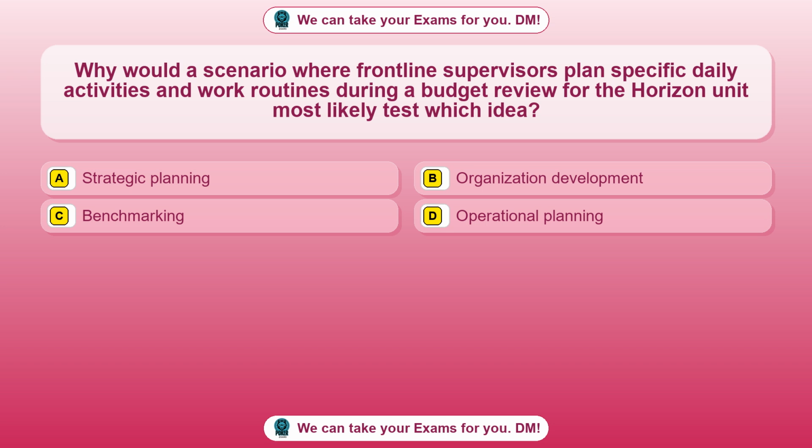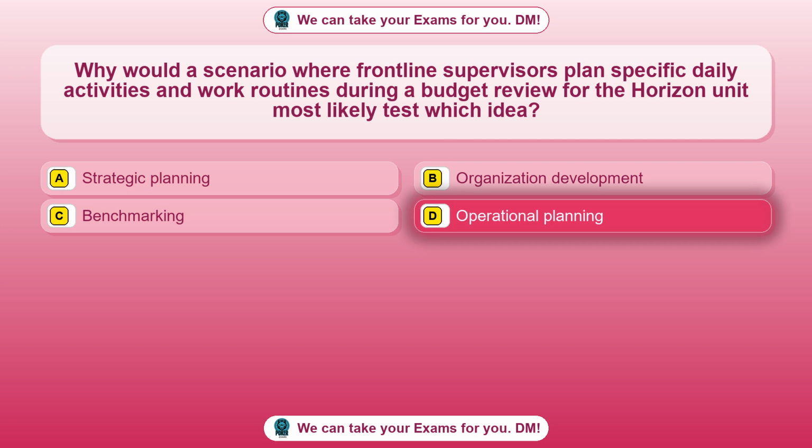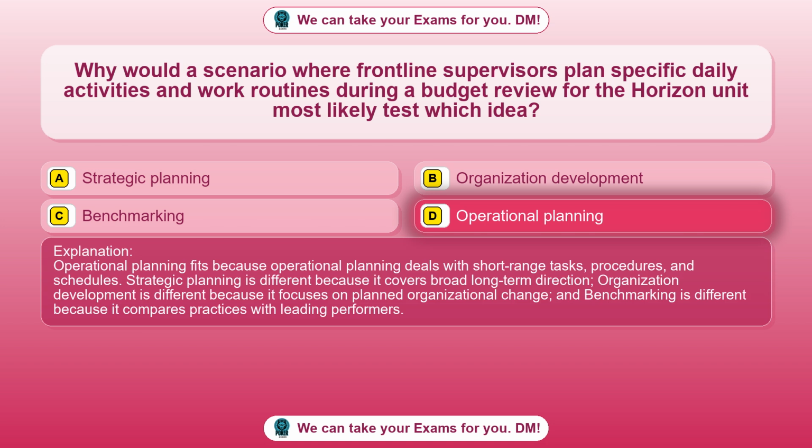Option A, strategic planning. Option B, organization development. Option C, benchmarking. Option D, operational planning. The correct answer is option D, operational planning. Operational planning fits because operational planning deals with short-range tasks, procedures, and schedules. Strategic planning is different because it covers broad long-term direction.